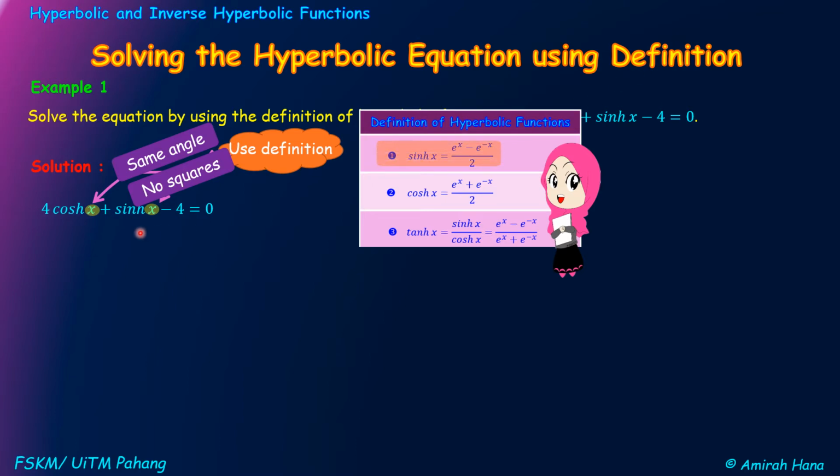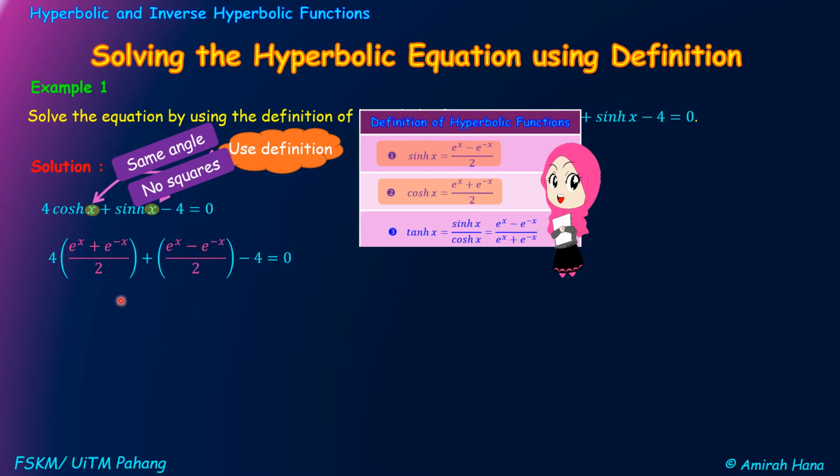From here, we can substitute cosh x equals e to the power of x plus e to the power of negative x over 2, and sinh x equals e to the power of x minus e to the power of negative x over 2, and then we have the 4. So we have e to the power of x plus e to the power of negative x over 2, plus e to the power of x minus e to the power of negative x over 2, minus 4 equals 0.